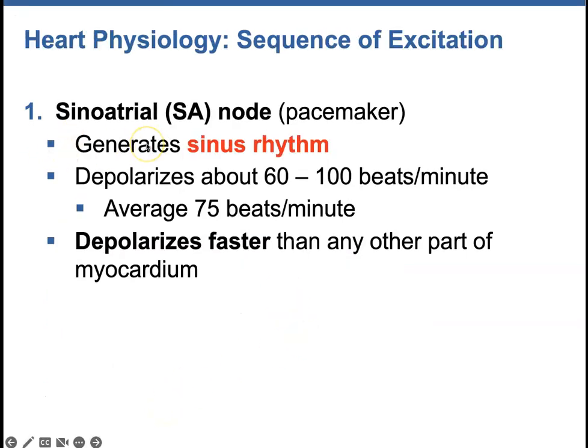So what we have when the SA node is working properly is that it generates what's called a sinus rhythm. When you hear other medics or doctors say we have sinus, that means we have a rhythm that is originating at the SA node and is depolarizing the heart the way that it should be. So the pacemaker is working. On average, in adults, this SA node will depolarize between 60 to 100 beats per minute. And as you know, this is the normal heart rate for adults. In kids, it's going to be faster. In older adults, it can be a little faster, a little slower, depending on how they're doing. But on average, it's about 75 beats per minute. But the SA node, remember, depolarizes faster than any other part of the heart.